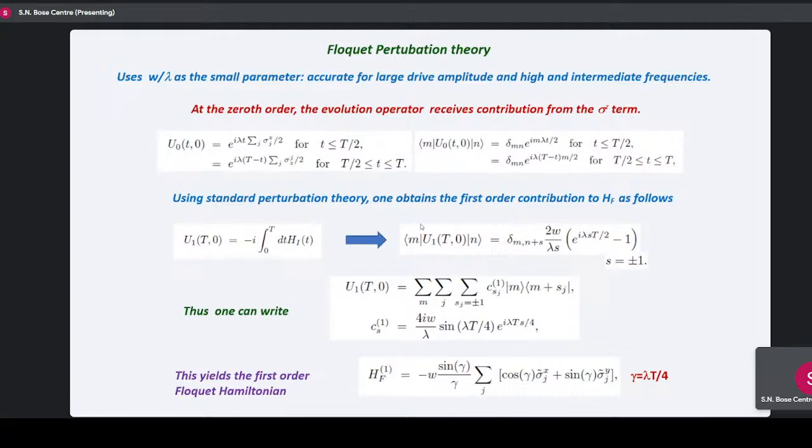But the interesting part is that this first order Floquet Hamiltonian is exactly like the PXP term, except that now its amplitude is modified by this factor sine gamma by gamma. And therefore, there are special frequencies where this gamma goes to an integer multiple of pi, where this first order Floquet Hamiltonian vanishes.